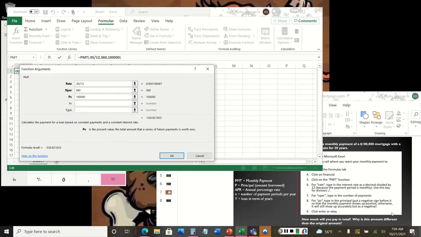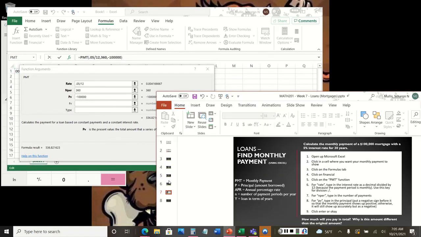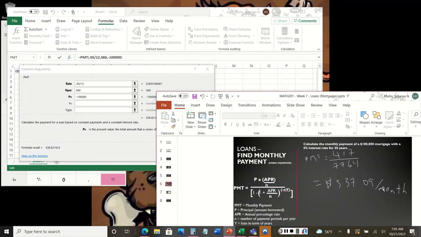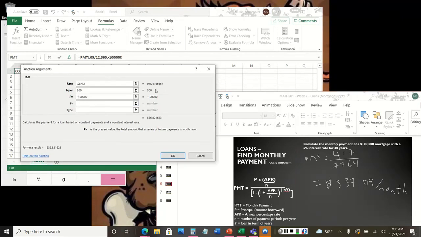and it tells you one thing you'll know: if you don't put a negative sign in front of the present value, you're going to get a negative value. So let's go ahead and put a negative sign in the front. So you see that it comes out to be $536.82.